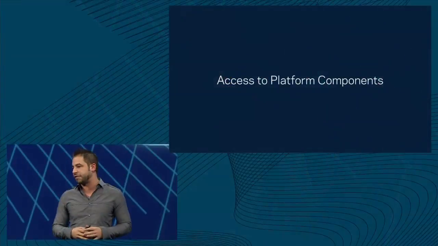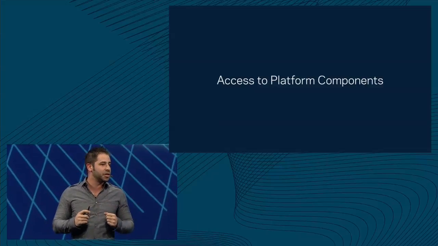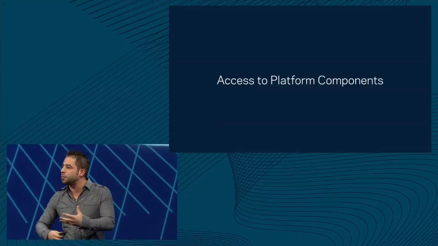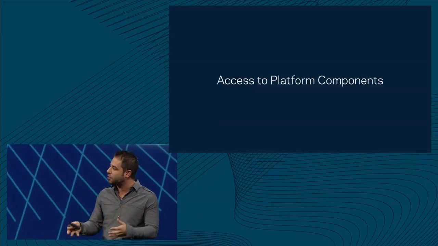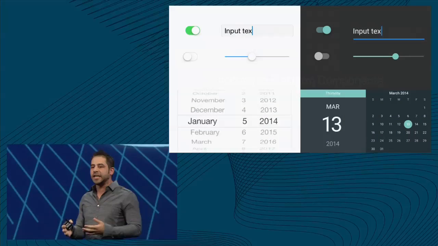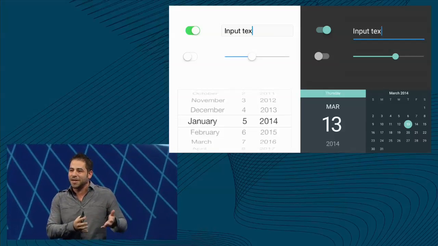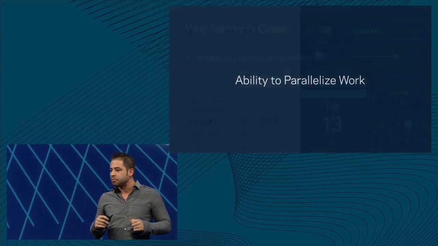For one thing, in native, we have access to platform-specific components. There's currently no way to embed an iOS switch on a web page. And what we end up doing is we re-implement these components using HTML, CSS, and JavaScript. And we can do this. This is tractable, but it's difficult and it's cumbersome. And additionally, as the platform changes, our re-implementations don't update automatically. We have to keep them up to date.